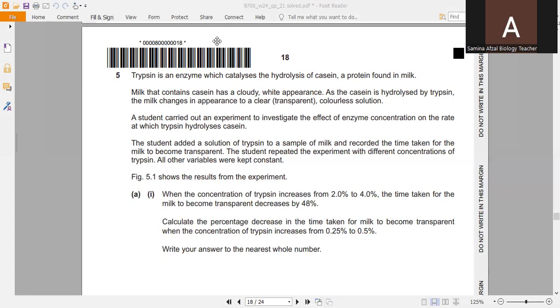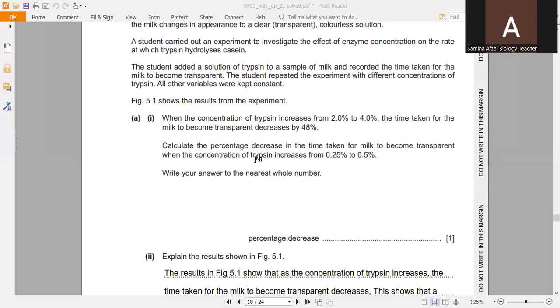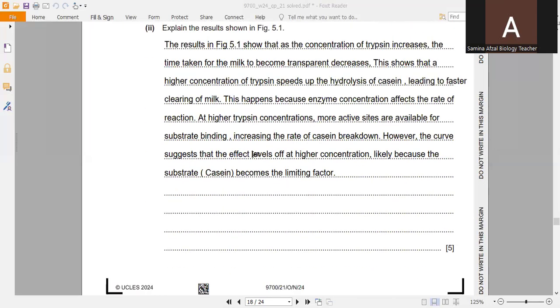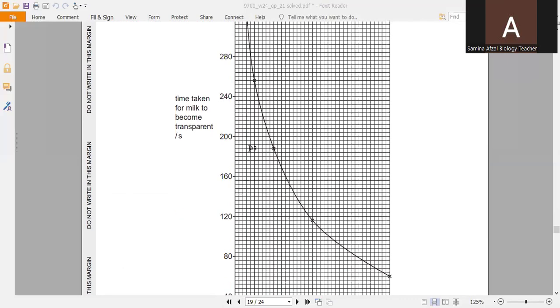Figure 5.1 shows the results from the experiment. When the concentration of trypsin increases from 2 to 4%, the time taken for the milk to become transparent decreases by 48%. Calculate the percentage decrease in the time taken for milk to become transparent when the concentration of trypsin increases from 0.25 to 0.5. Write your answer to the nearest whole number.